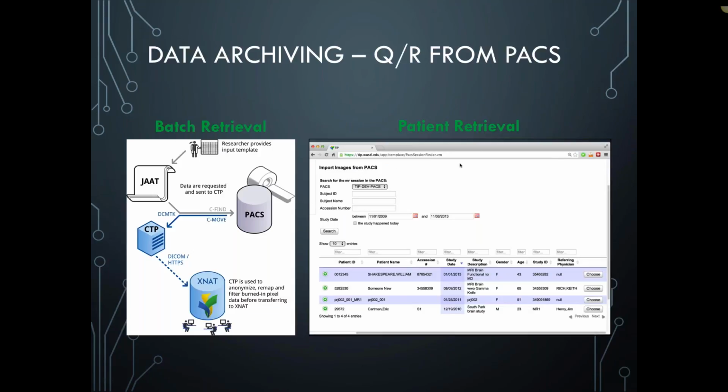XNAT also supports doing query retrieve from the PACS. Once you've worked with the hospital IT to allow connecting to the PACS, you can submit queries to it using things like patient name or accession number, and find patients of interest that then get pulled into dedicated projects on your XNAT system. This is really useful if you have patients enrolled in a prospective study that are getting standard of care imaging that's going through the regular patient workflows, but you have them enrolled on the study and have IRB approval to add those images to your research database.